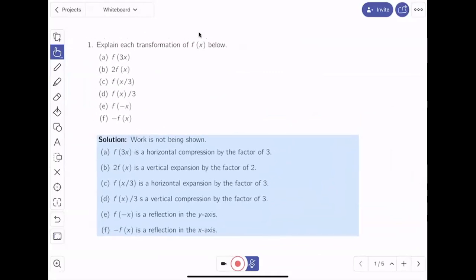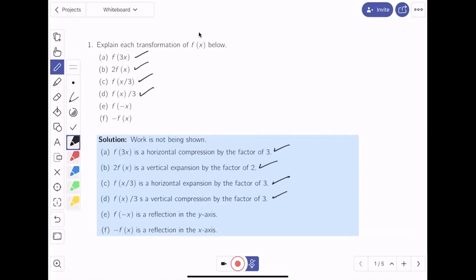All right, so, explain each of the transformations here. So, if you look at A, you should be able to understand what that does. It's a horizontal compression by a factor of 3. So that's something we've done in the past. If you look at B, it's a vertical expansion by a factor of 2, right? If you look at C, it's a horizontal expansion by a factor of 3. If you look at D, D is a vertical compression by a factor of 3, right?